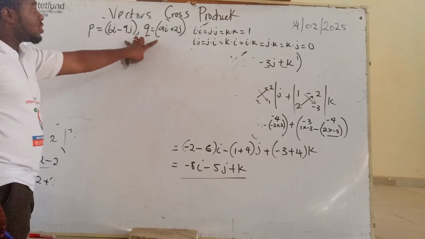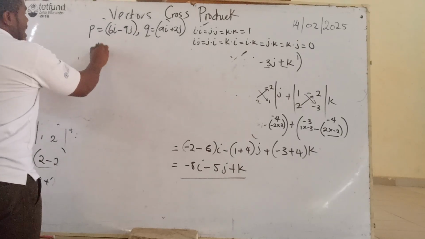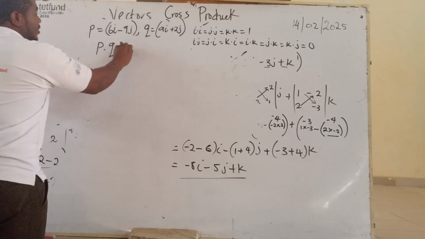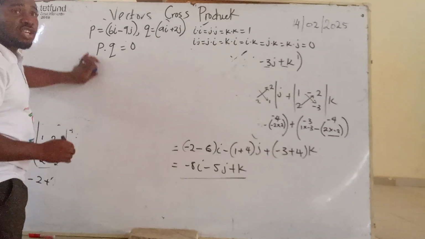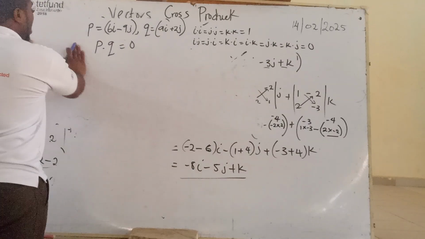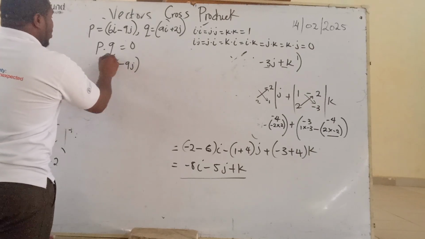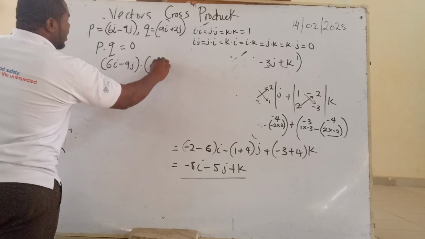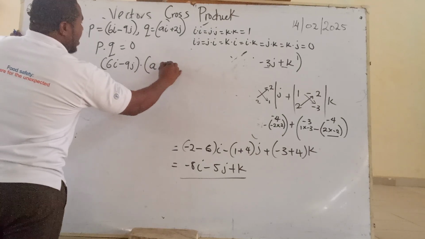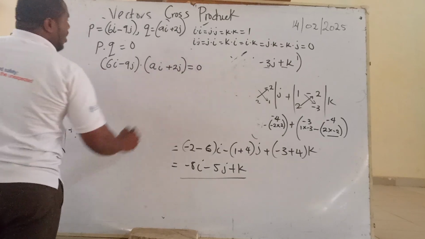These two vectors, if they are perpendicular, I know that P dot Q will give me 0. Is that not so? Yes. Fantastic. So here we just have 6i minus 9j. I'm going to take the dot product with ai plus 2j. I know that this dot product should give me 0.